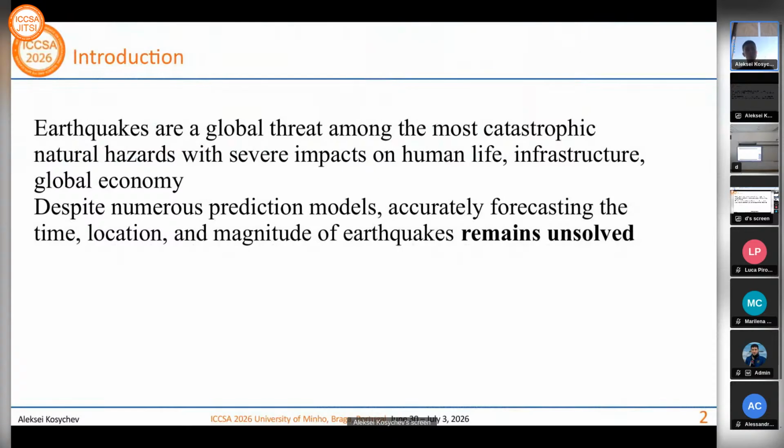First of all, I wanted to state that earthquakes are one of the most important natural hazards in the world, with severe impacts on human lives, on infrastructure, and on the global economy. The research in this field has been conducted for quite a long time, but nevertheless, there is still some room for improvement, and the problem of predicting earthquakes remains unsolved.